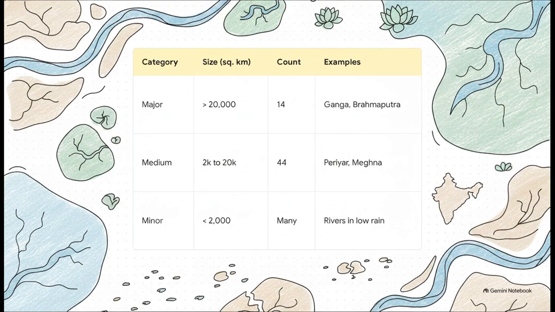Then we have medium basins, 44 of them, falling between 2,000 and 20,000 square kilometers. And finally, there are numerous minor basins, under 2,000 square kilometers, which you'll mostly find in areas of low rainfall.